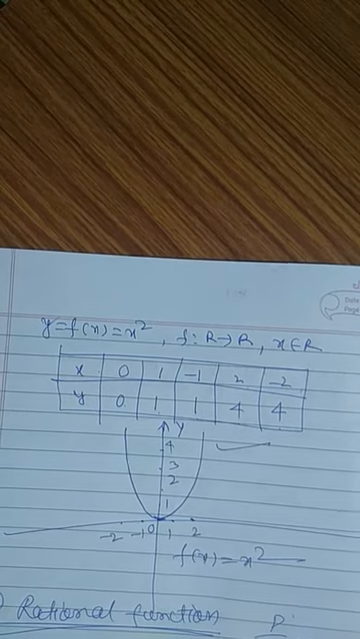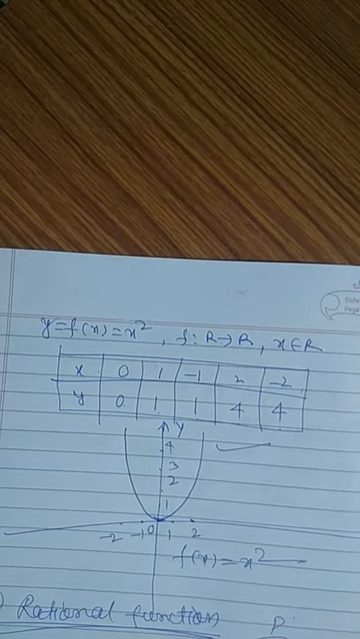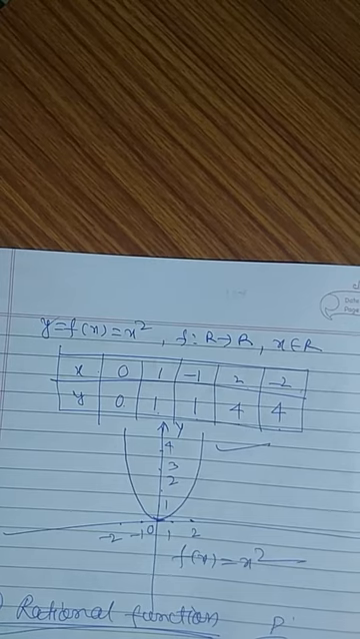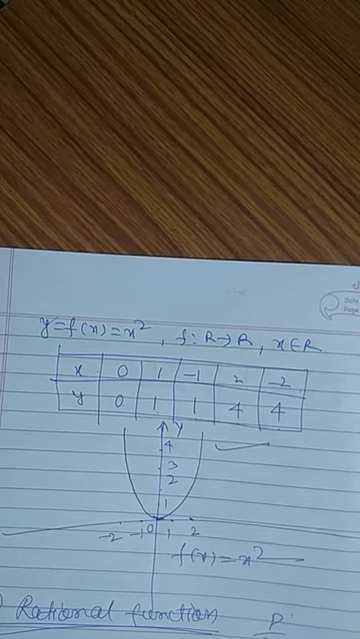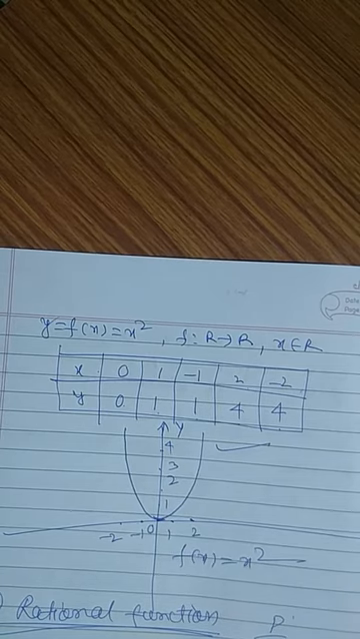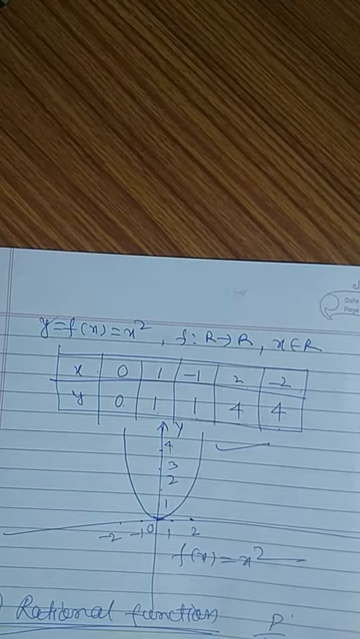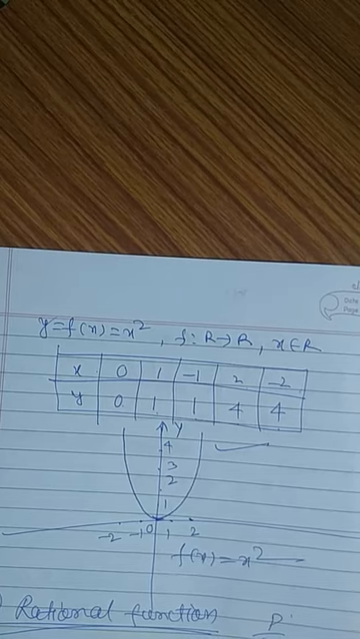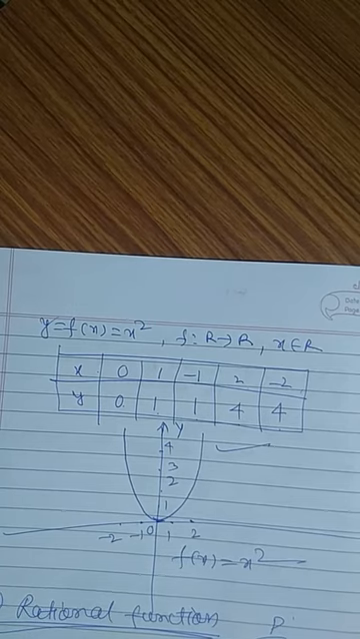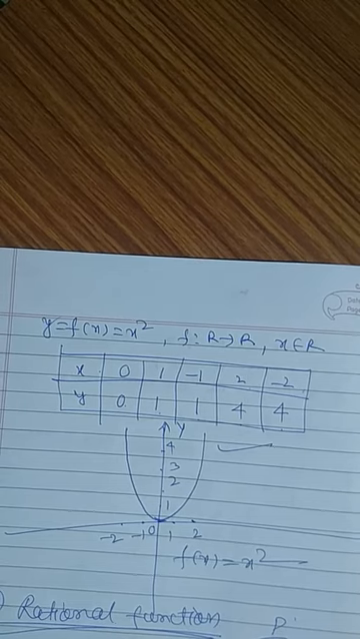For example, 1 upon x, is it a rational function? Yes, it is in the form of p by q. P is your 1, q is your x, where p is a polynomial, that is 1 into x to the power 0, right? So a rational function is f of x upon g of x, where g of x is not equal to 0. f of x and g of x are polynomials, and one example is 1 upon x.